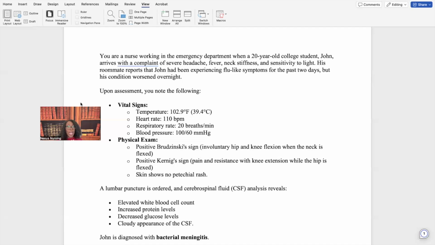That's going to be the widening pulse pressure. That's going to be the bradycardia. That's going to be the irregular respiratory patterns, such as Cheyne-Stokes. You see those three together, that is Cushing's triad. That is a medical emergency. You are going to notify the healthcare provider immediately, okay?